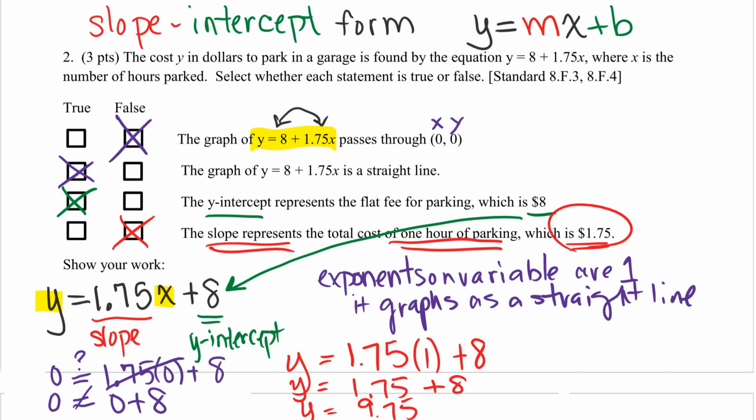The slope represents the total cost of 1 hour. We still have the $8 for the entrance fee. All right, so please try the next one on your own.